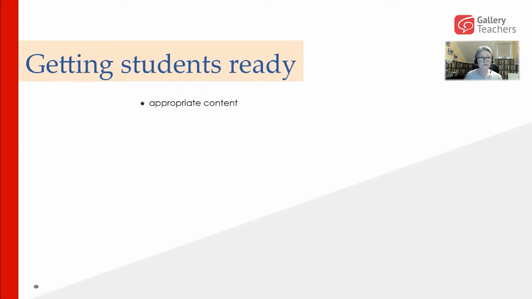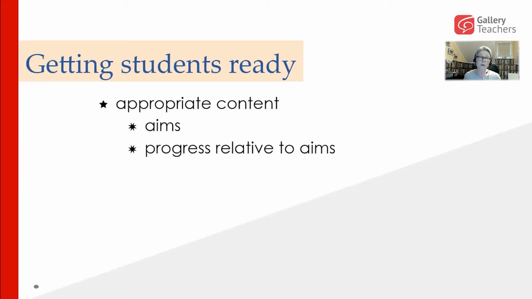We also said that when preparing students for peer feedback, we need to focus on two areas. First of all, we need to focus on appropriate content. And you may remember that we talked about 3 questions that students should be focusing on. The first is the question about aims. Where am I going? The second is about the progress relative to the aims that we have set. In other words, how am I doing? And the third question is, what can I do to improve my rate of progress? In other words, where to next?